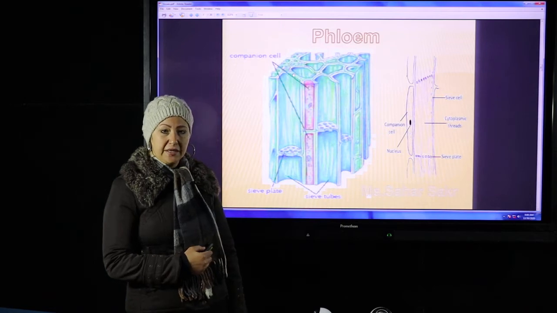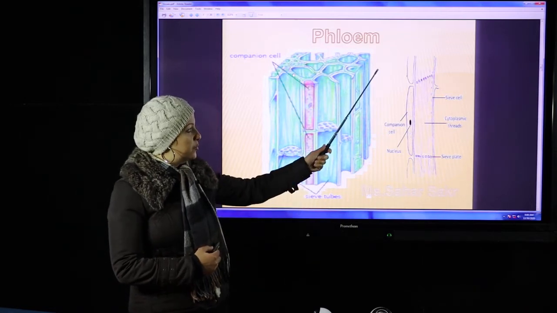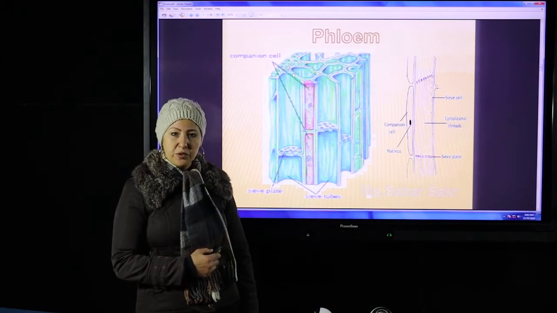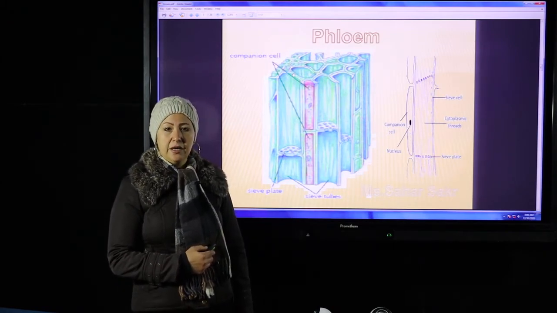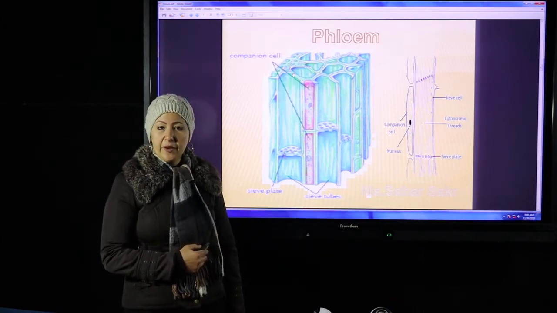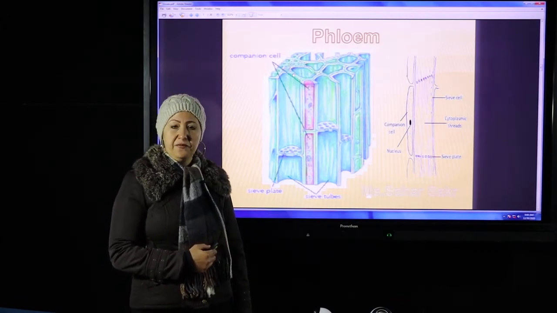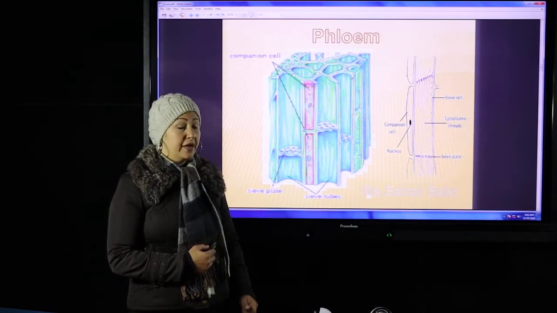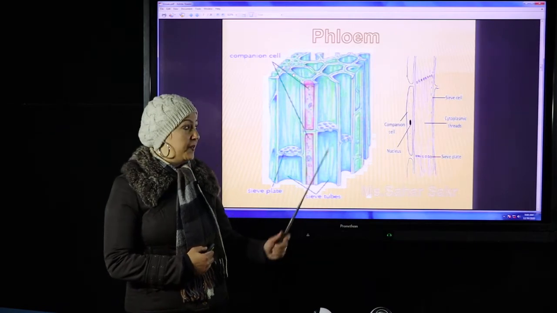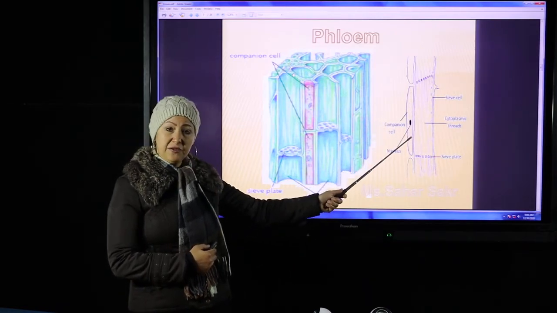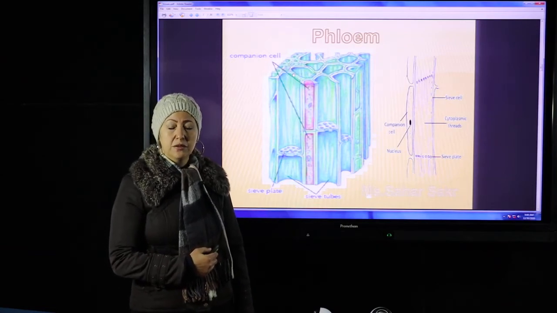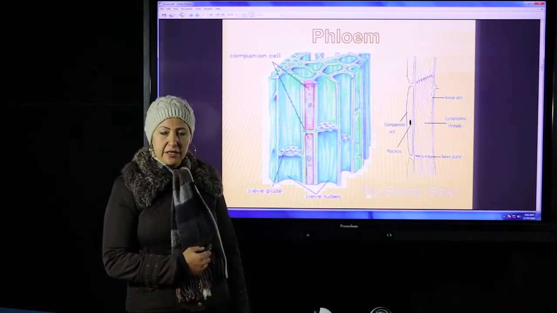What about the companion cells? The companion cells are a group of cells beside the sieve tubes. These cells are very important for the structure of the phloem because they contain a nucleus to control the phloem activity, or to control the passage of the food inside the phloem. Okay? Because the sieve tubes don't contain a nucleus. So the companion cells beside the sieve tubes contain a nucleus to control the phloem activities.